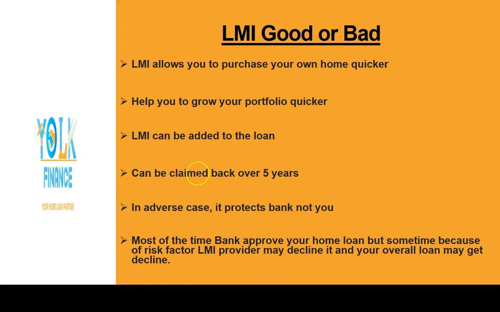It can be claimed back over 5 years. If the LMI is for an investment loan, it becomes a deductible expense that can be claimed back over 5 years. You can talk to your accountant about how you can do that. For me, there are a few bad parts as well, which is, in an adverse case, it protects the bank, not you. And the second one, most of the time the bank approves your loan, but sometimes because of the risk factor, the LMI provider may decline it and your overall loan can get declined.